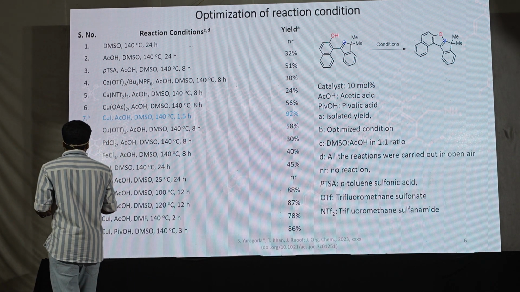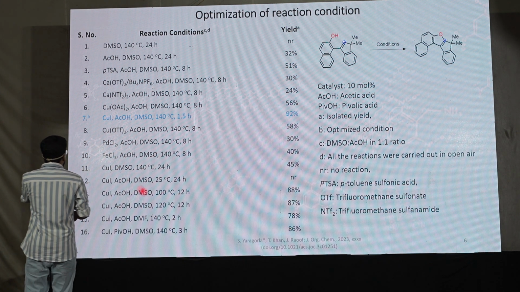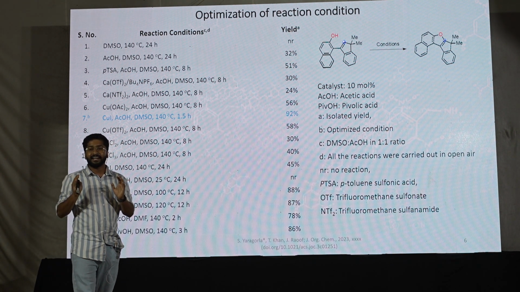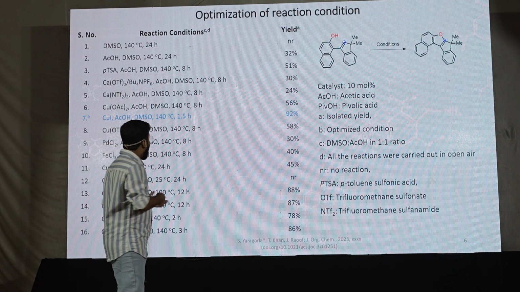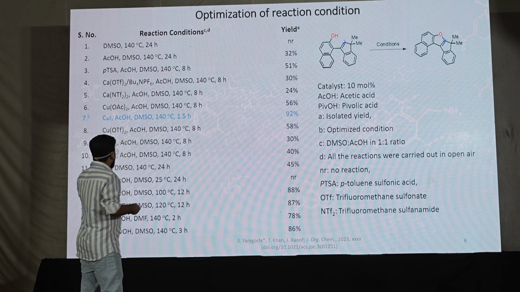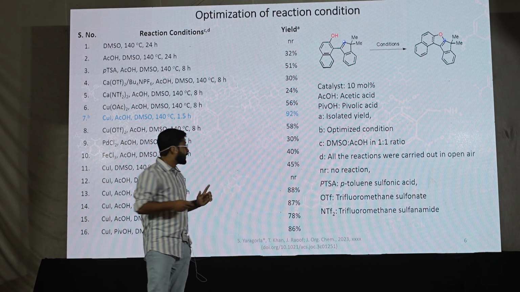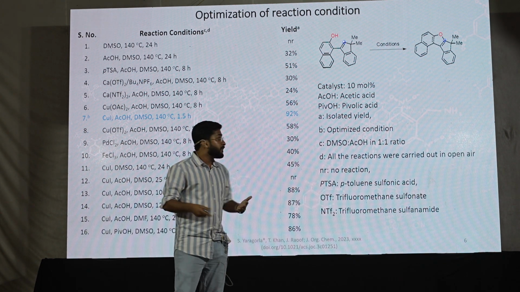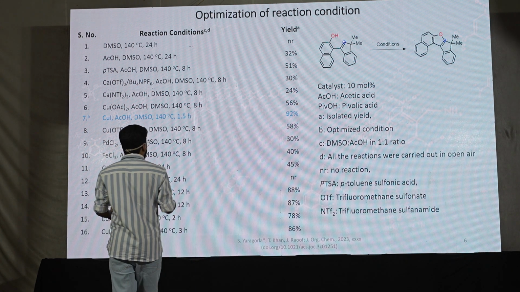After that, we tried varying the reaction temperatures and also the solvent systems, and ultimately we fixed the standardized condition for this reaction as 10 mole % of catalyst copper iodide, the solvent system acetic acid and DMSO in a 1:1 ratio, and 140 degrees Celsius of temperature, which afforded our product in an excellent yield of 92%.